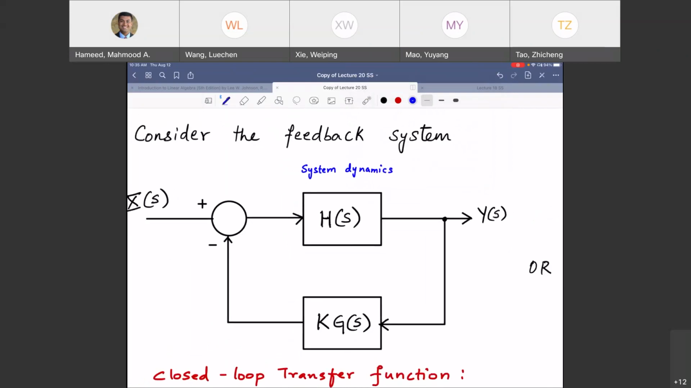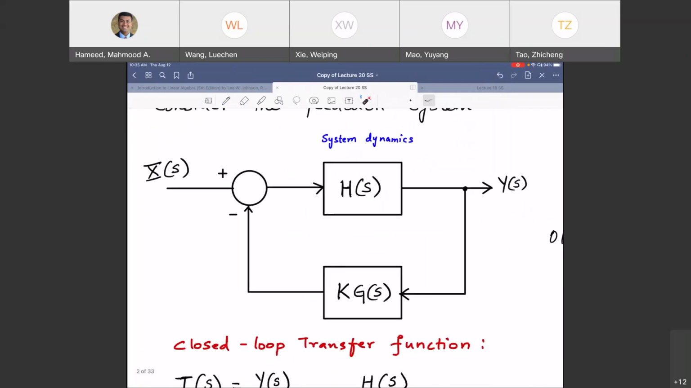So H of S is in Laplace the system dynamics for the forward path. Y of S is output in Laplace domain, which is being fed back through these feedback dynamics. Where the feedback dynamics are some k value, some parameter k that you can manipulate, times G of S, some transfer function, as a negative feedback back into your system, right? So that's, you have negative feedback over there. So that's one closed loop system.